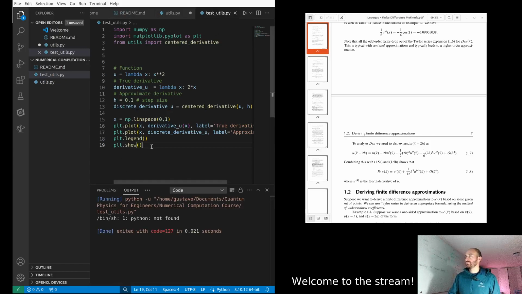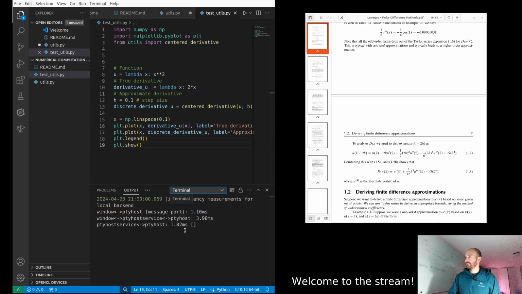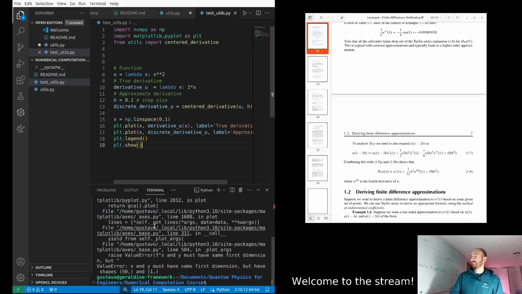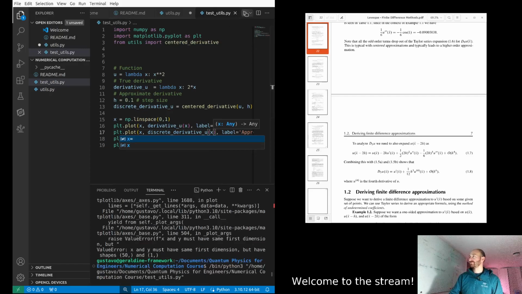Oh, haha. Okay, so terminal. Yeah, let's try again. Oh, there's an error. Oh yeah, this is a function. Sorry, so we need to give it the x. That was my mistake. We try again. There we go.